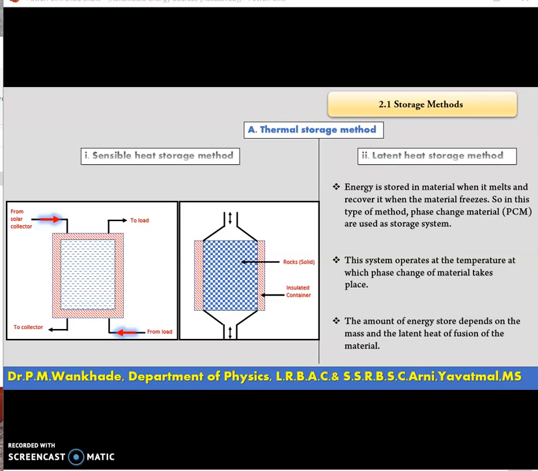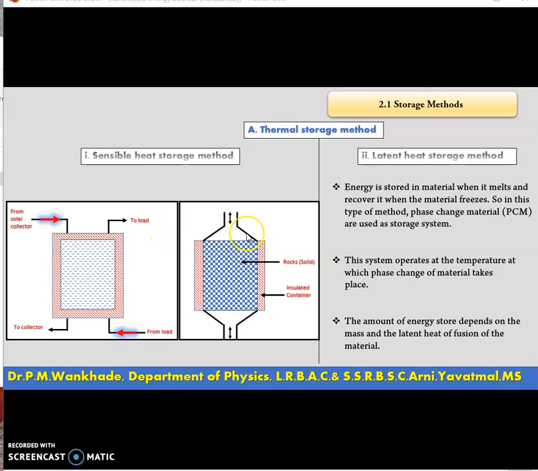It operates over a range of temperature. A sensible heat storage system with liquid is used with liquid heaters, and a sensible heat storage system with solid is used with air heaters. In this particular diagram, energy from the solar collector is coming this way. It heats or cools the material present within this insulated container, and whenever it is required, it goes to the load.